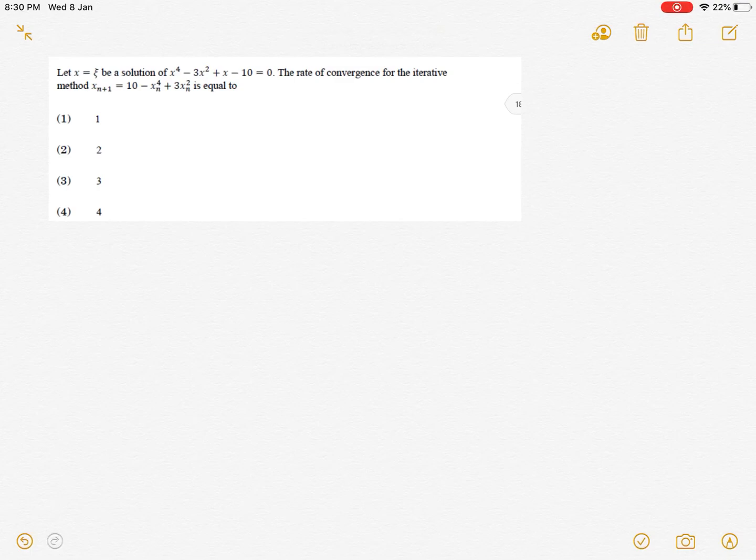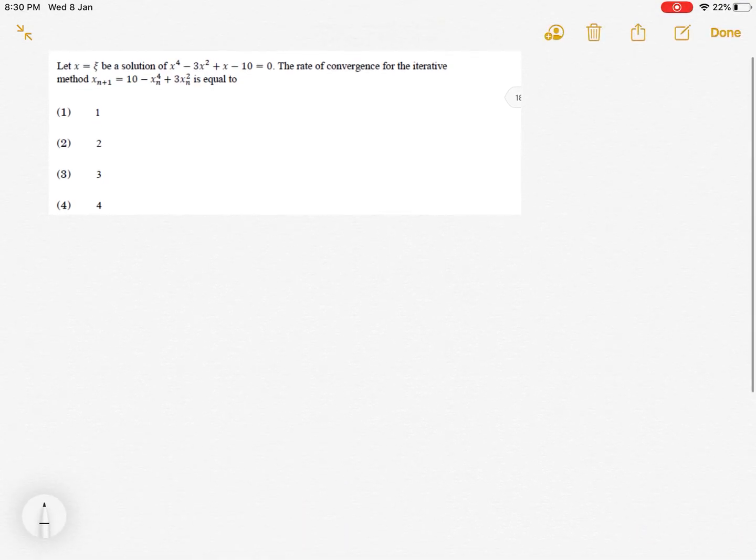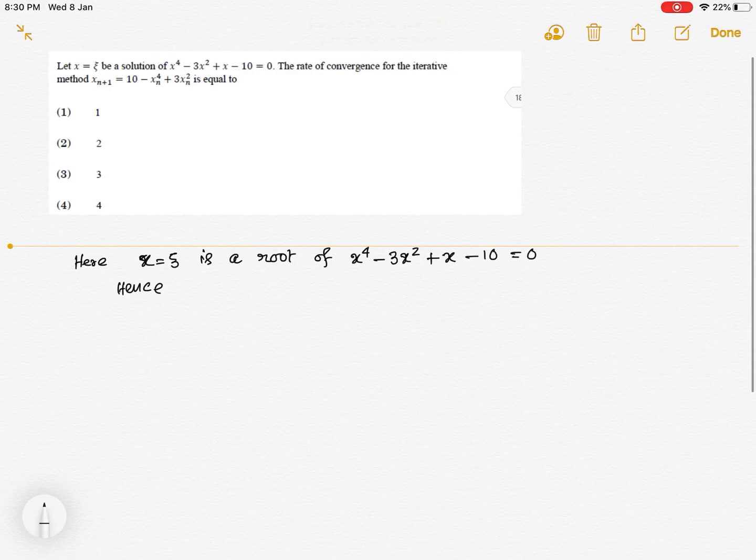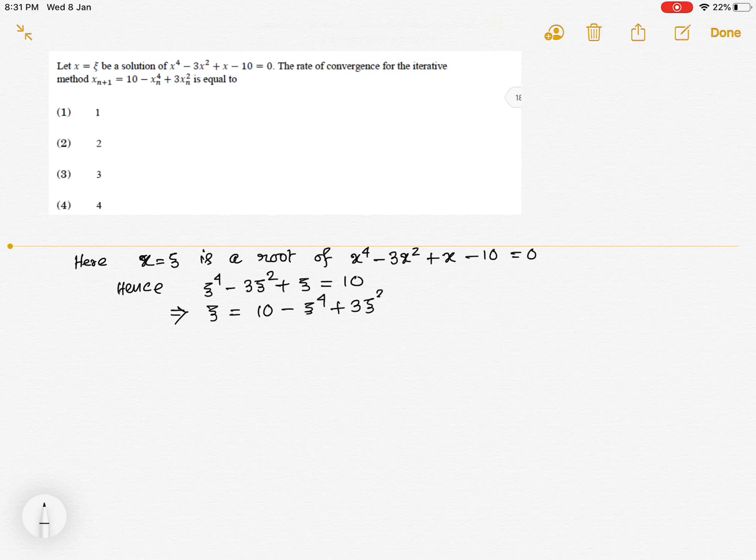Here x equal to xi is a root of the biquadratic equation x^4 - 3x^2 + x - 10 = 0. Hence, xi^4 - 3xi^2 + xi = 10, which implies xi = 10 - xi^4 + 3xi^2. Let us denote this by equation 1.